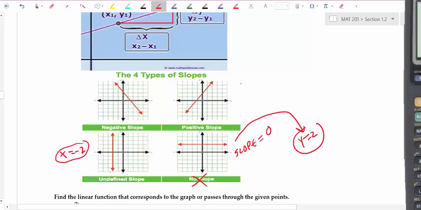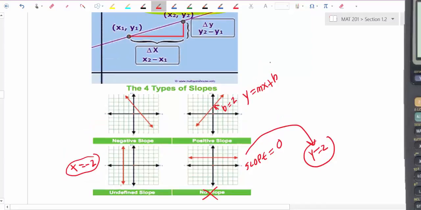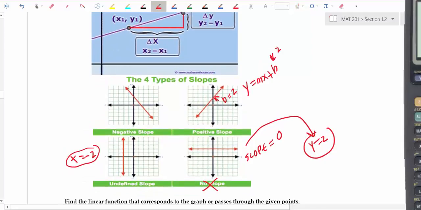Now, if you look at this one right here, you have y equals mx plus b. The y-intercept is this thing right here, so b is equal to 2. Now for the slope, if you count up points, it looks like a rise of 1 and a run of 1. So it's going up and over. The slope is 1 over 1, or 1. It's rise over run. So the equation of this line is y equals 1x plus 2.